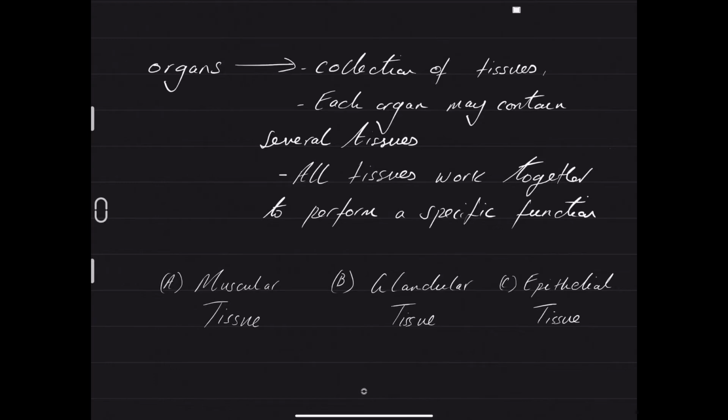So I'll repeat again. These three types of tissues, muscular tissue, glandular tissue, and epithelial tissue, are found within the stomach being the organ. So these three groups of tissues will make up a stomach, the organ. Now what I want you to do is pause the video and jot down, just bullet point on your piece of paper under A, B, and C, the function of each type of tissue.